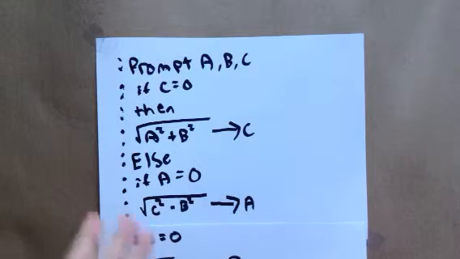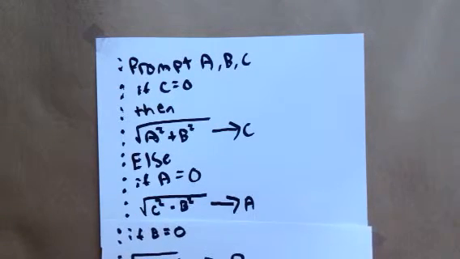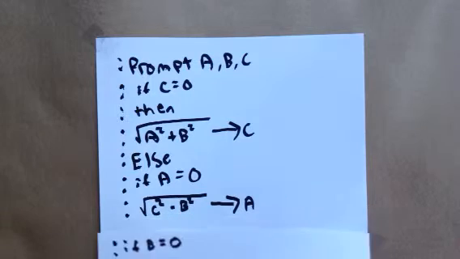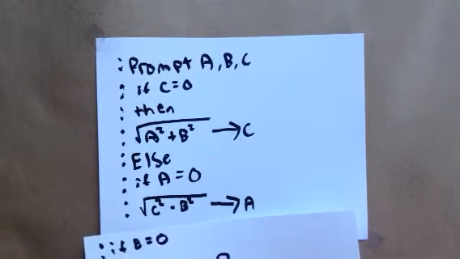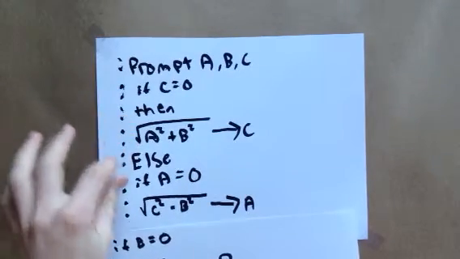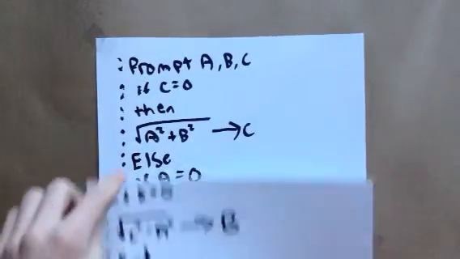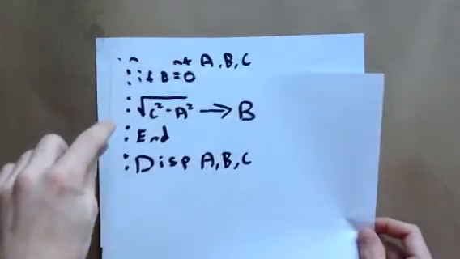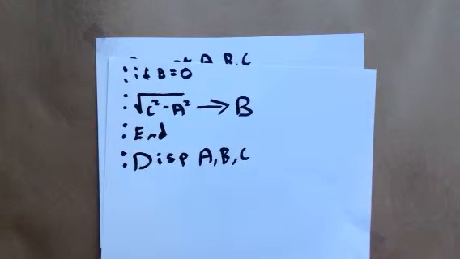So it's going to prompt A, B, and C. I'm going to put in 2 actual values for whichever 2 I'm given in the problem, and then I will put in 0 for whichever one I'm not given. And then it'll say, if C equals 0, we're going to do this. Otherwise, if A equals 0, do this, and if B equals 0, do this. Then we end, and it will display A, B, and C.